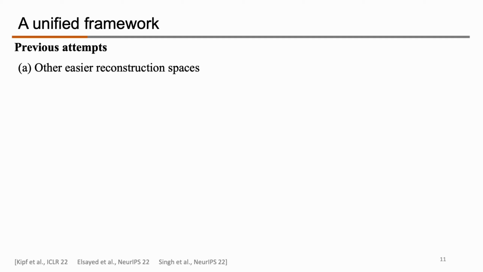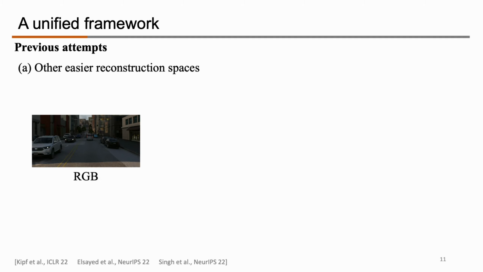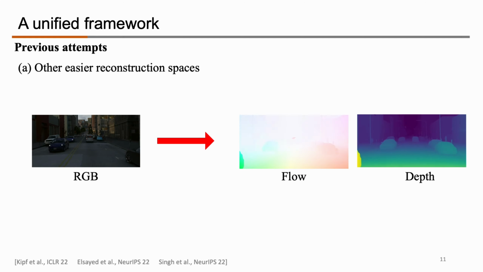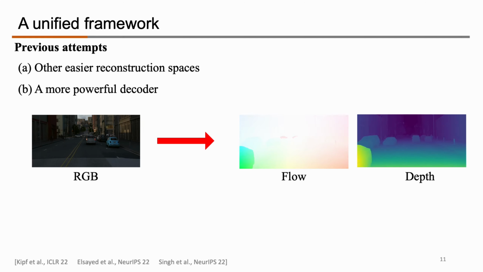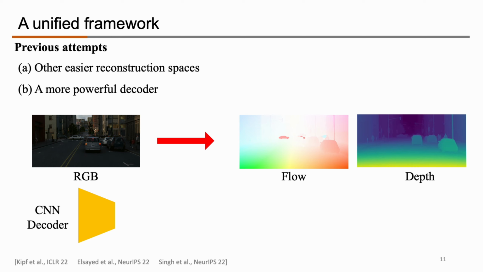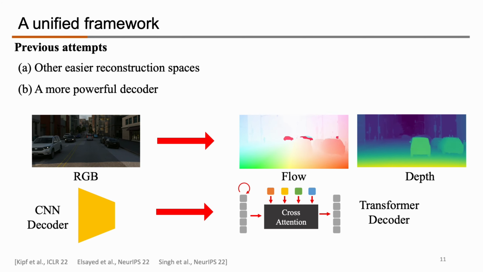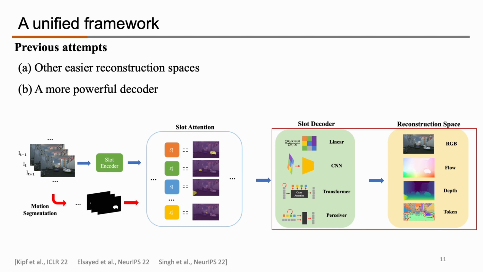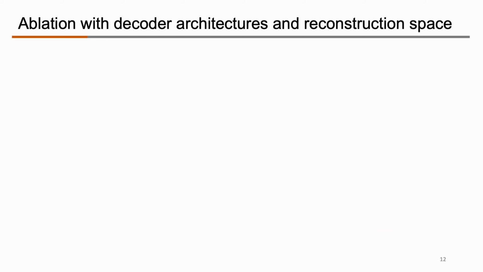Beyond the proposed MoTok method, we also reviewed how prior approaches solve the object discovery task. There are two typical solutions. The first one aims to find an easier reconstruction space, such as optic flow and depth space. The other argued that a more powerful decoder is all you need. To comprehensively evaluate the contributions of the prior work, we ablate key design choices of the reconstruction space and the decoder choices in a unified framework. We conduct the ablation study on the MOVi-E dataset without motion cue.